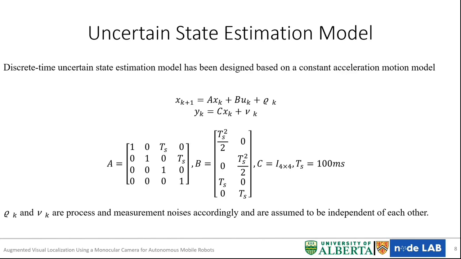Namely, between each timestamp, or 100 milliseconds, the robot only has a single acceleration in X and Y directions on the ground. And so the motion model of the robot is going to be a constant acceleration motion model. The states of this motion model are position and velocity of the robot in X and Y direction, and the inputs are accelerations in both X and Y direction.